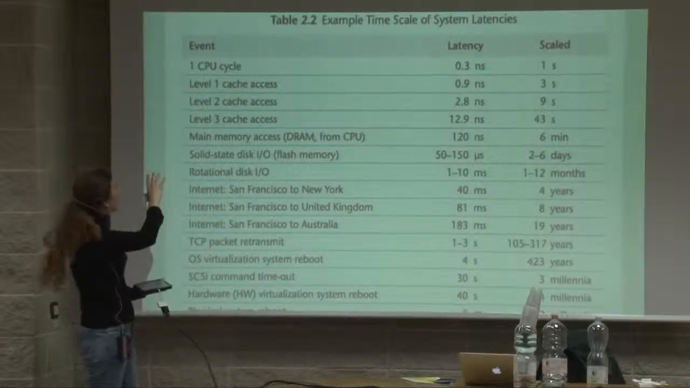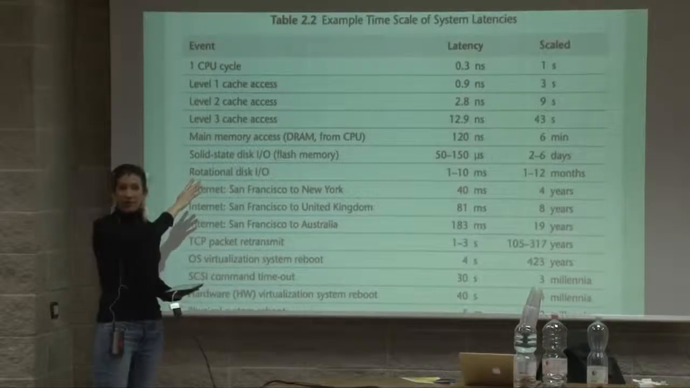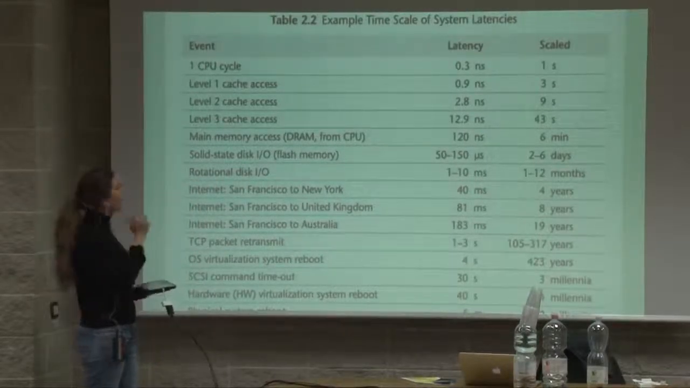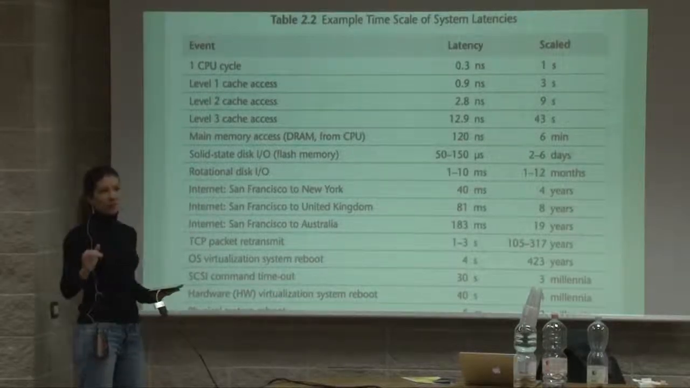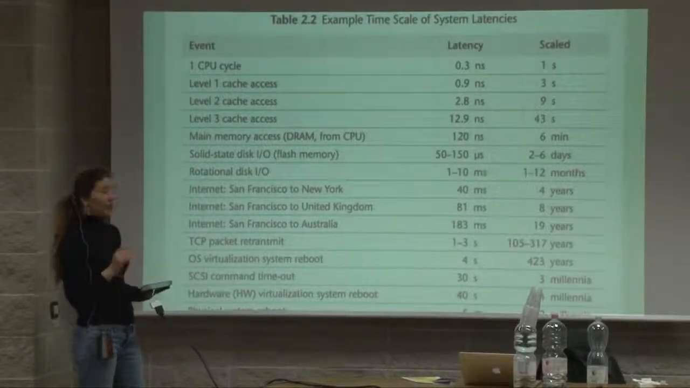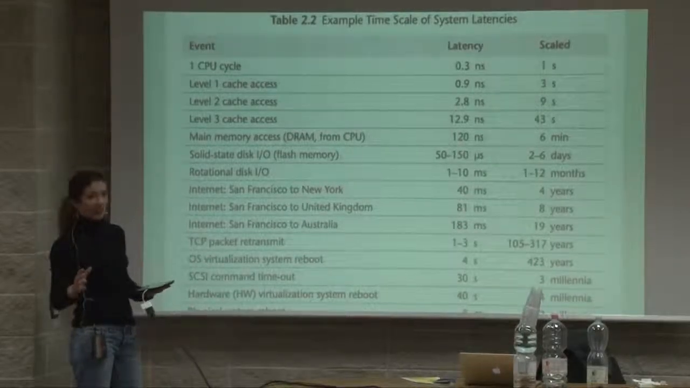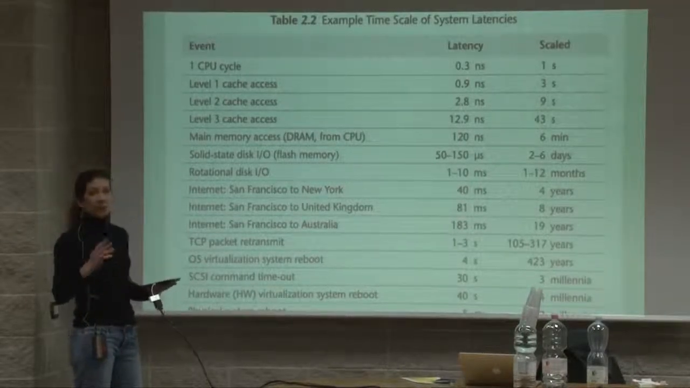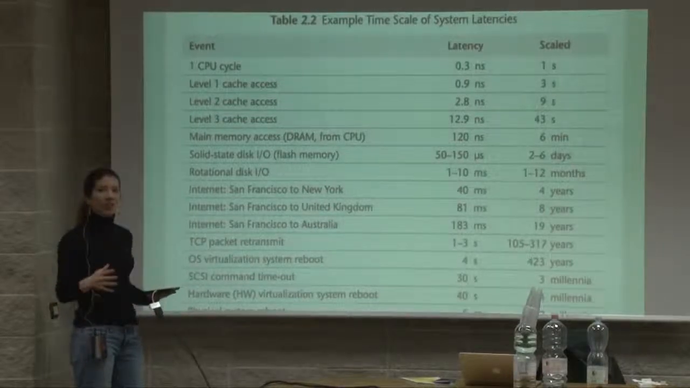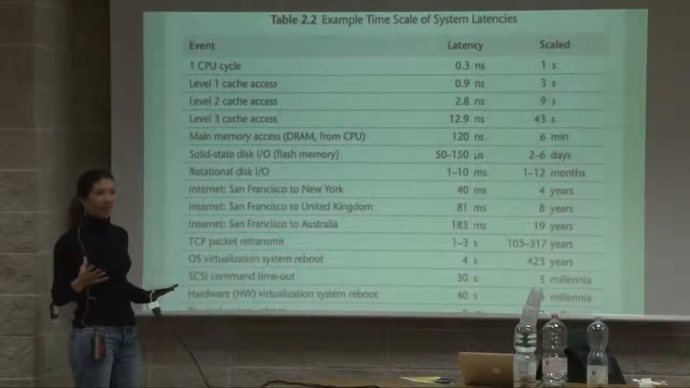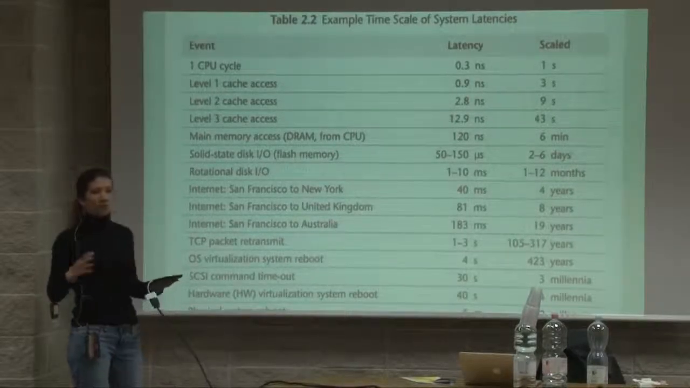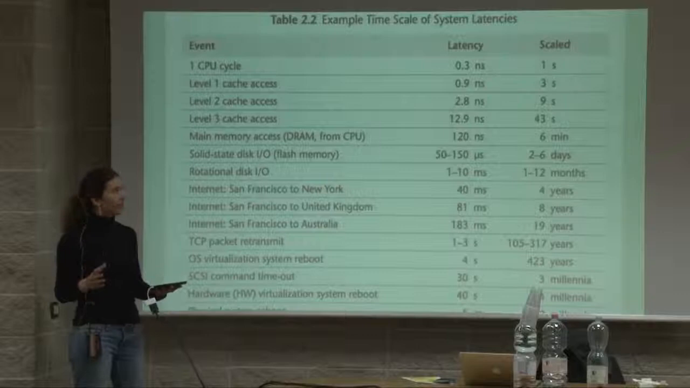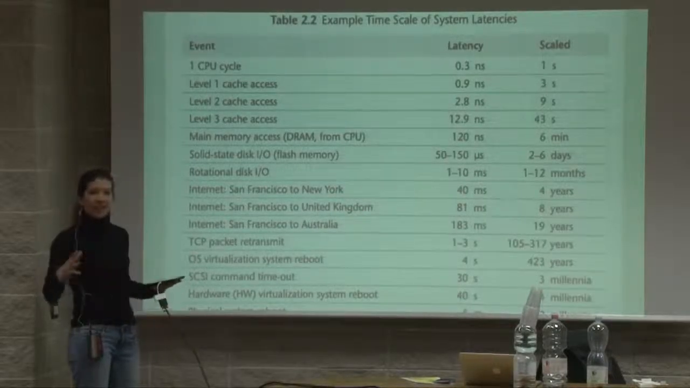If we say that one CPU cycle is 1 second, just keep in mind that one DRAM access will be 6 minutes. And if you want an access to an SSD, it will be between 2 and 6 days. And for a hard drive, it will be between 1 and 12 months. Just keep this in mind. That's why we use cache. We want to be fast. And the difference between 12 months and 6 minutes and 2 days is big.